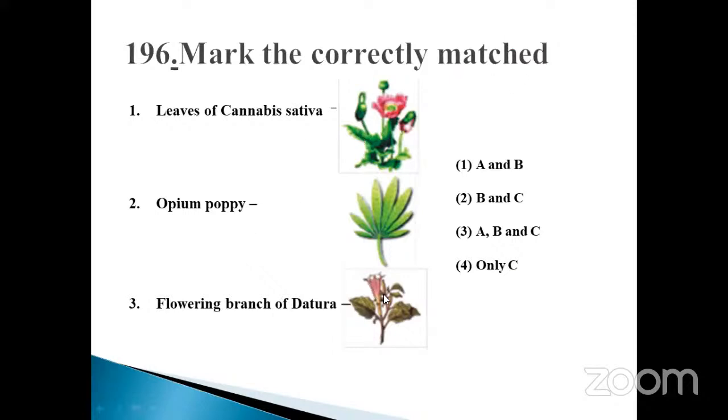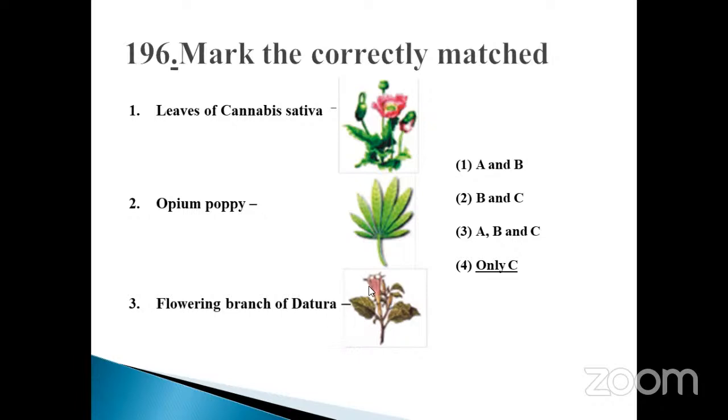Now see the plants. They told the first one is what? Leaves of Cannabis sativa. Opium poppy. Flowering branches of Datura. Which one is the flowering branch here? So only 2 is there, isn't it? But they told Datura. Which one is correctly matched, they asked. Opium poppy plant, leaves of Cannabis sativa. The answer is that only C is correct.